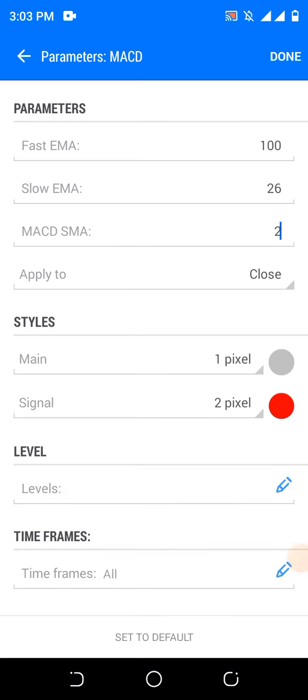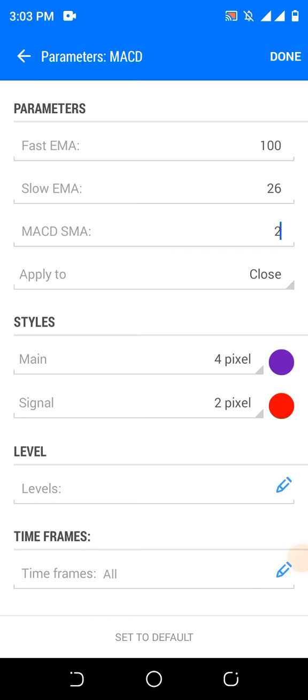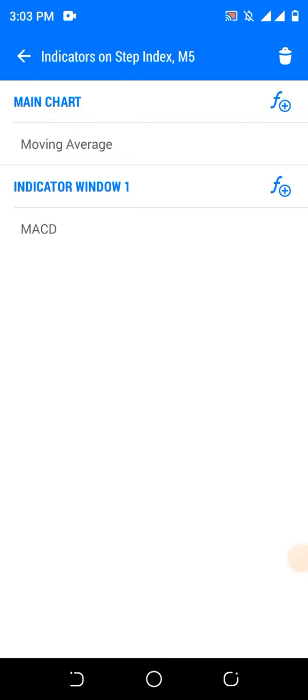Now the last thing here is under style. Change the width to 4 pixel. Do you understand? Then choose the color. I choose this color, but you can choose the color of your choice. So this is all you need to do to set up the MACD indicator. Once you are done setting it up this way, you can screenshot this or write it down. Do you understand? Then you click done.